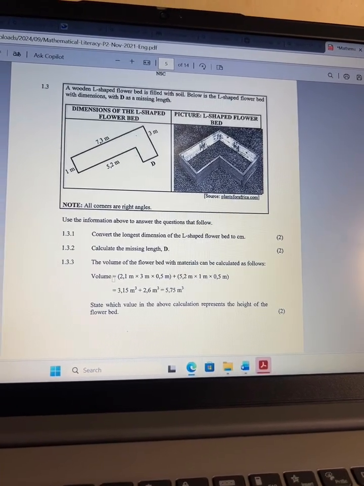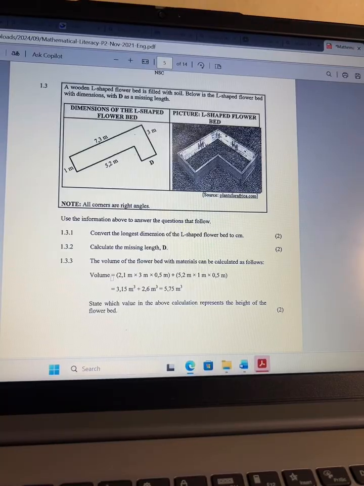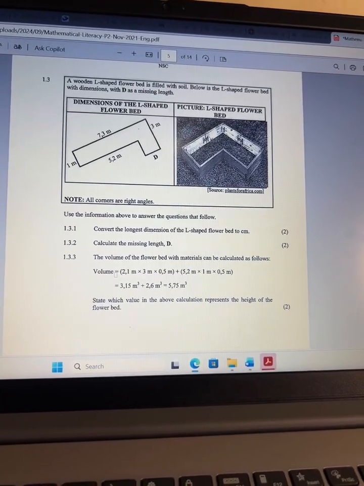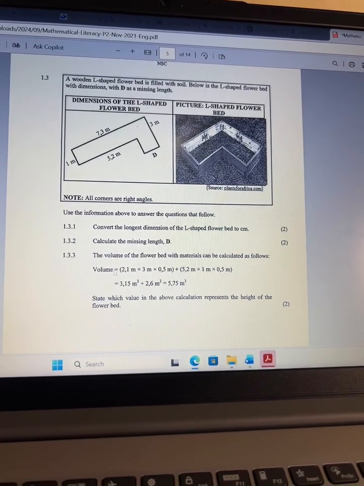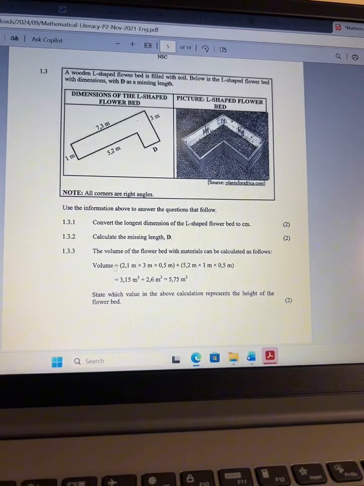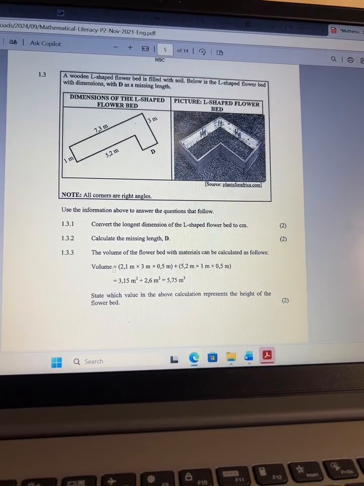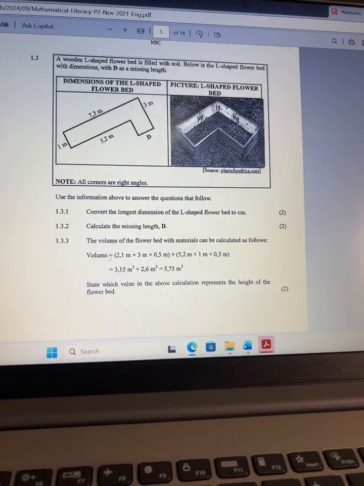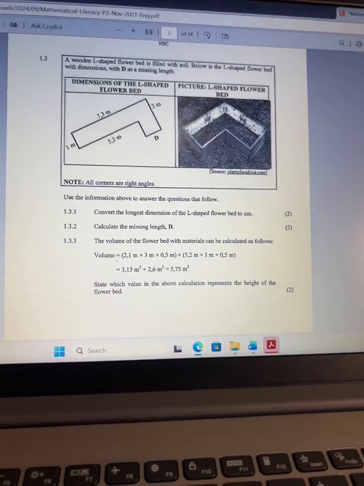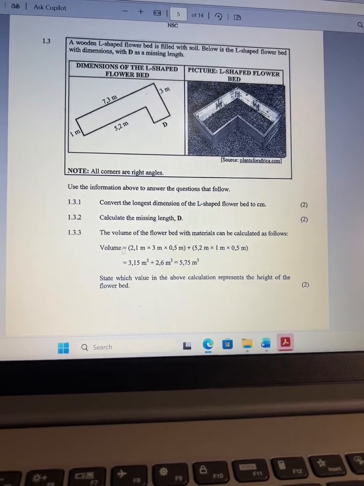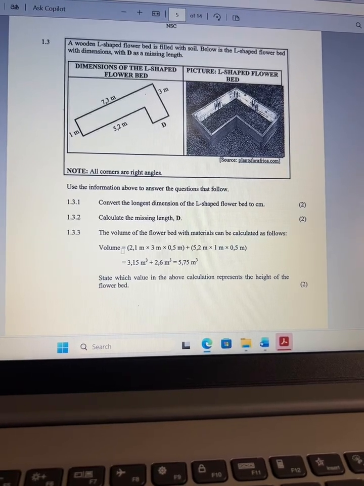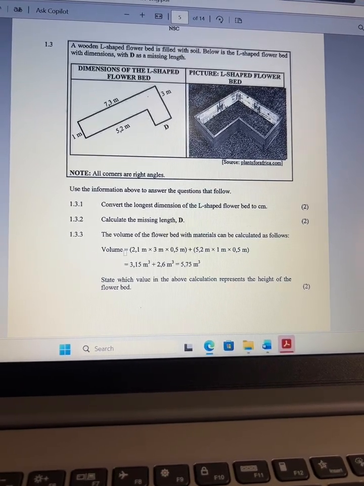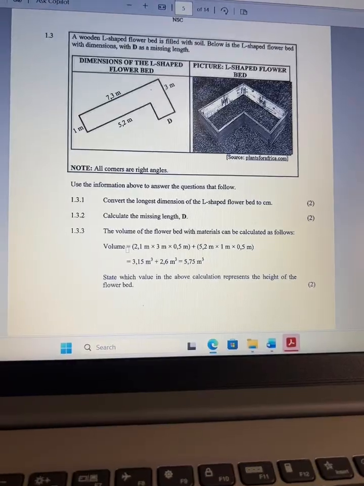They said picture of the L-shaped flower bed, there it is. And then note all the corners are right angled, meaning that all the corners are 90 degrees. Use the information to answer the questions that follow. So we're going to start with 1.3.1. They said convert the longest dimension of the L-shaped flower bed to centimeters. The longest side is 7.3 meters.